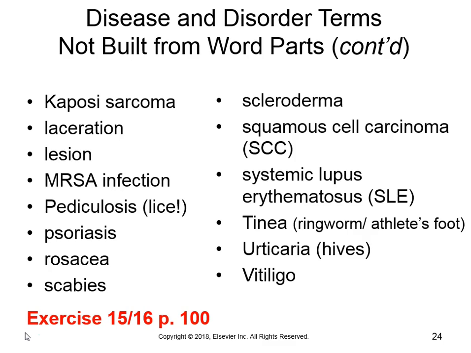Tinea is the fancy word for ringworm or athlete's foot. The tinea is a fungal infection, and it could be in your nails, more like athlete's foot, or in between your toes. It can be in your hair, it can be in your skin itself, in all different areas. So normally we call it ringworm or athlete's foot, but tinea in general would be a fungal infection of your skin.